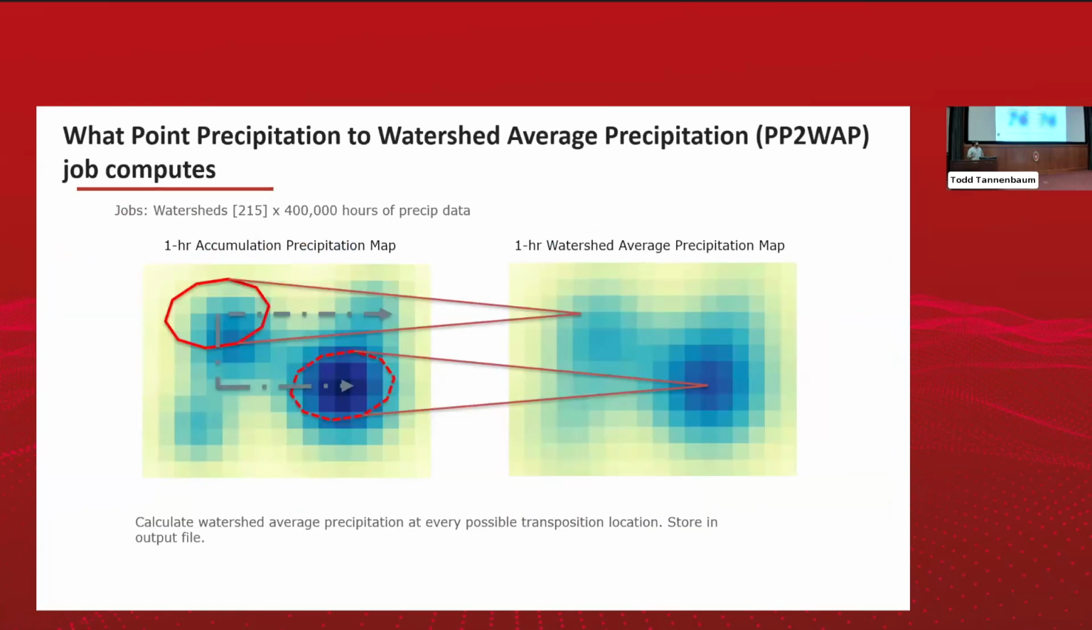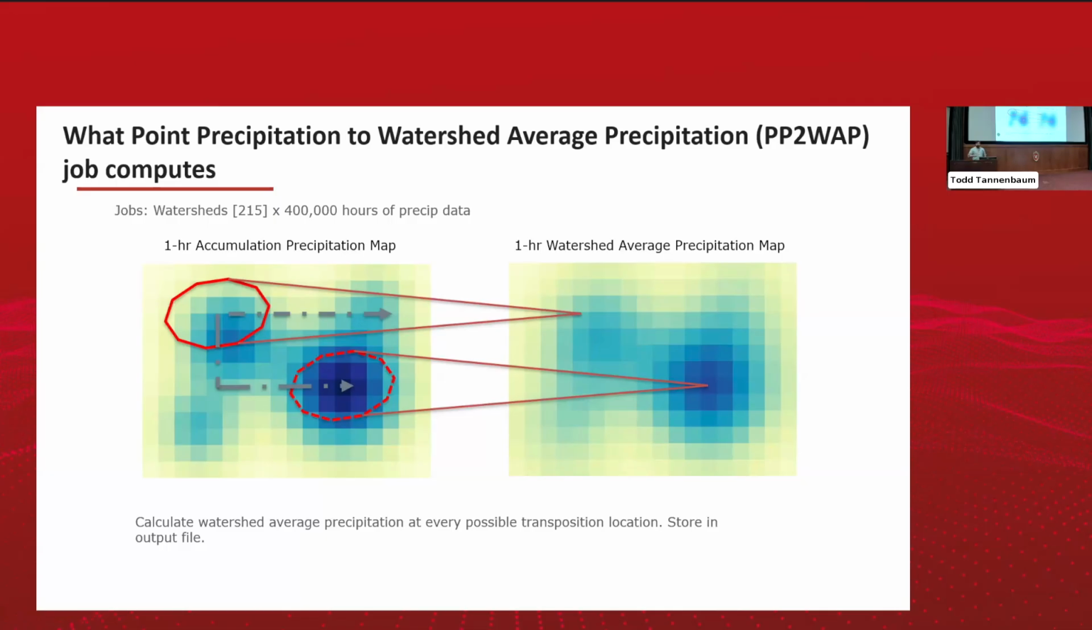How this job actually looks is we take a map of hourly precipitation accumulation, and we've reverse engineered the storm transposition process. So we're just going to slide our basin shape across the precipitation domain and calculate the average precipitation. When we look at the 47 or so years of data we have, that's roughly 400,000 hours of precipitation data, and we have to do this sliding for all 215 watersheds. So this is very parallelizable and one of the good uses for throughput computing.